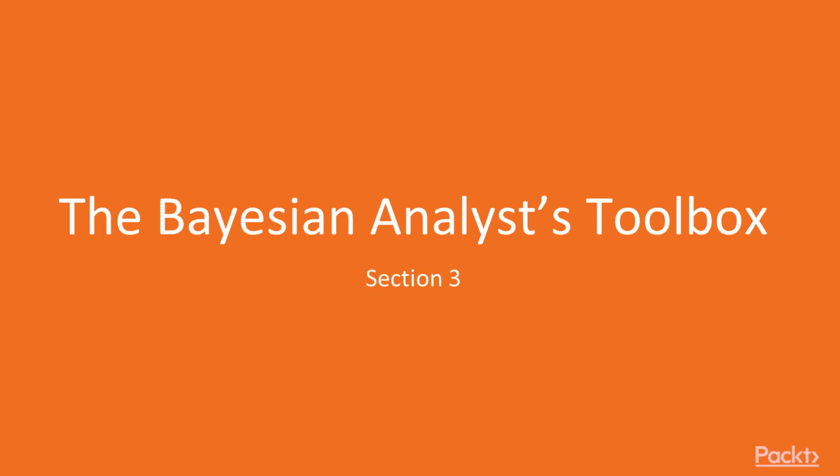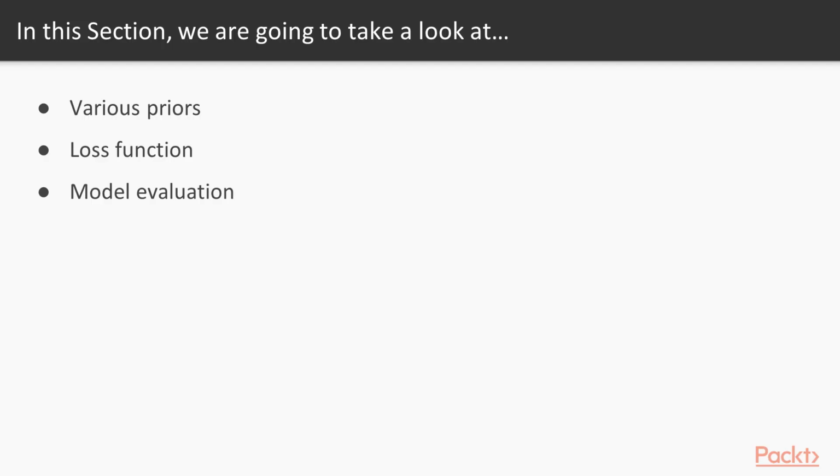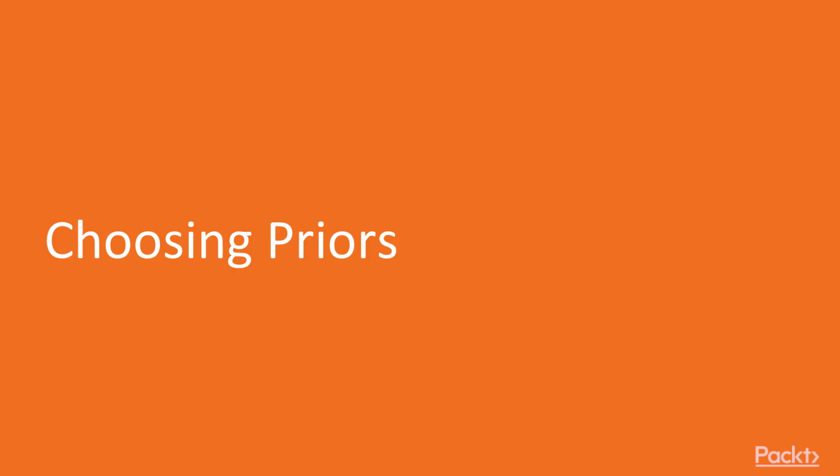Hello and welcome to section 3 of the course, the Bayesian Analyst Toolbox. In this section we are going to take a look at various points. We will learn about, first of all, priors, then loss functions, and finally model evaluation. So let's start with the first video of section 3, choosing priors.